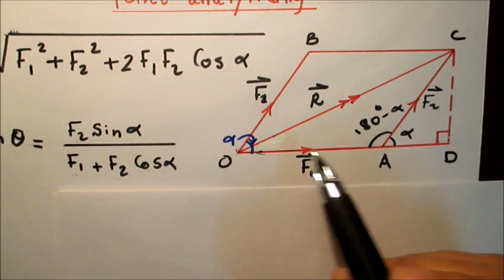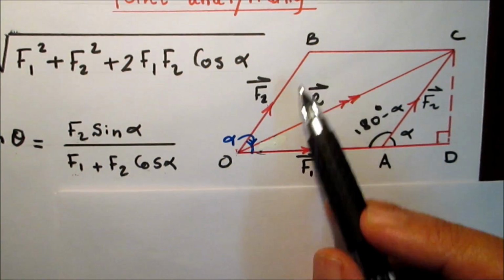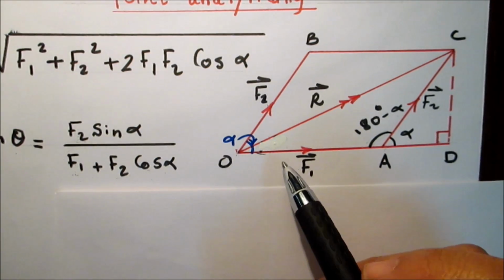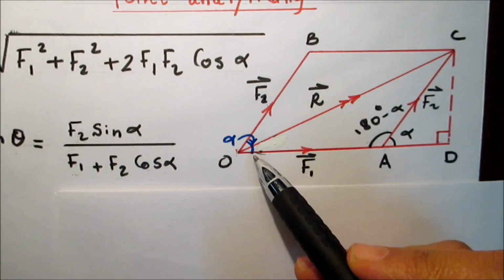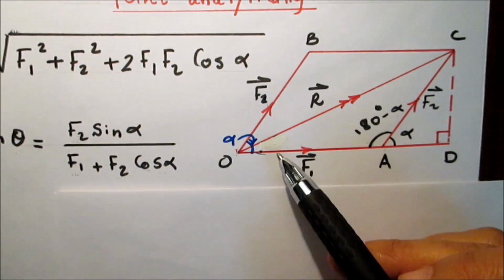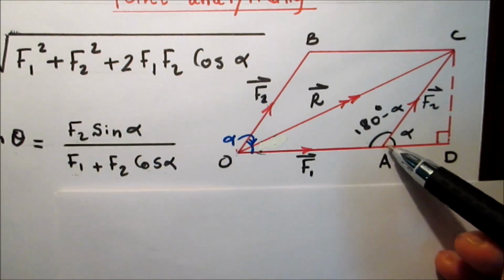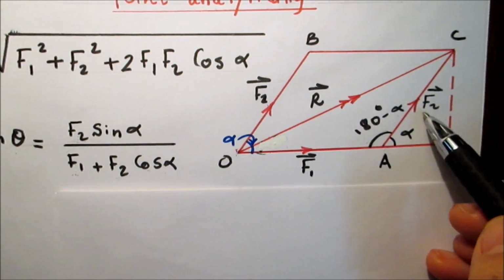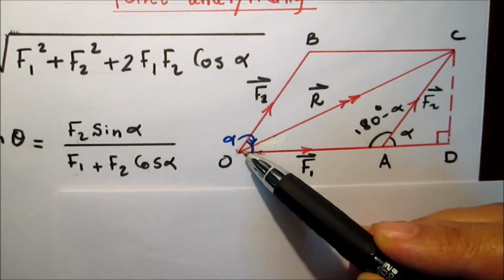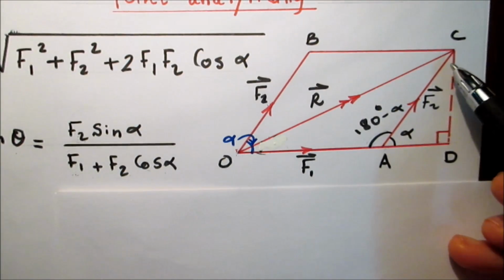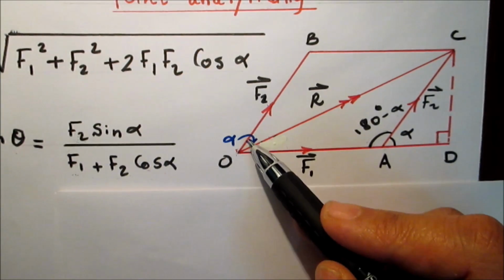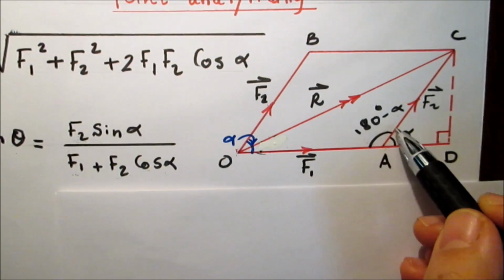In parallelogram OACB, OA and OB represent the two forces F1 and F2. The angle between F1 and F2 is alpha. The diagonal OC represents the resultant R. AC is parallel to OB, so the force F2 can be represented in magnitude and direction by AC. Since OB is parallel to AC, the measure of angle OAC equals 180 minus alpha.